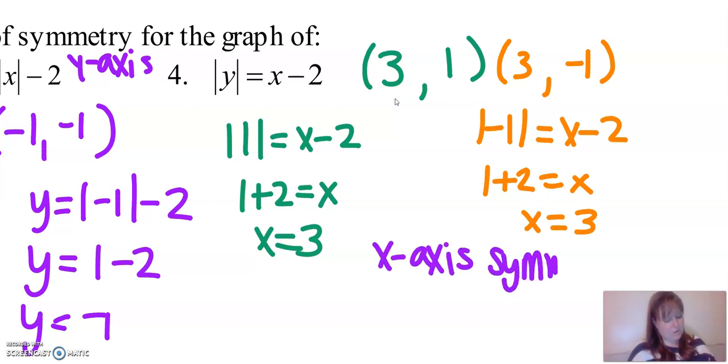And this one isn't called even or odd because it's not a function. Because it has to be a function to be even or odd. And remember, this one wouldn't be a function because it would be like a sideways V is what this one would look like.